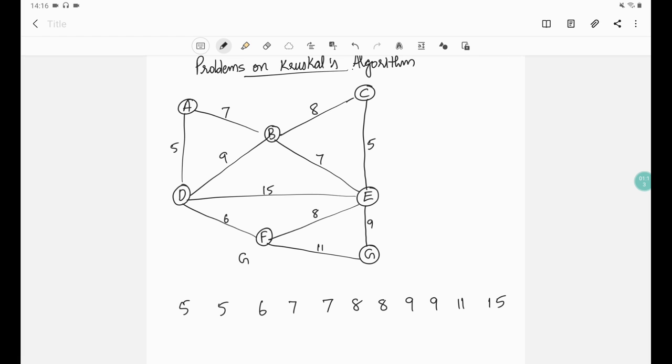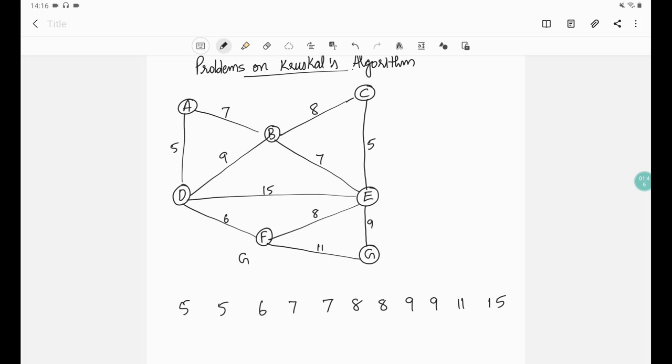So here in Kruskal's algorithm, what we are going to do is, first of all, we have to arrange all the edges present in the graph in ascending order. So you can see here that I have arranged all these edges in ascending order. The least or the smallest edge is 5. You can find two edges with the same weight. If multiple edges have the same weight, you can take them in any order.